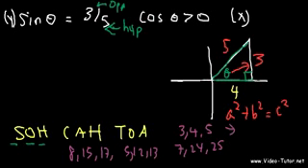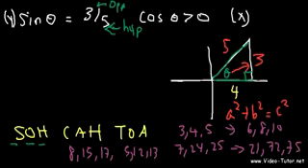Also, any multiples of these numbers can work too. So like 3, 4, 5, if you multiply it by 2, you get 6, 8, 10, that can work. The 7, 24, 25, if you multiply by 3, 21, 72, 75, that works as well. Now there are some other ones, like 9, 40, 41, that's an unusual one. And I've seen the 11, 60, 61, if you want to add that to your notes. Okay, so now let's continue.